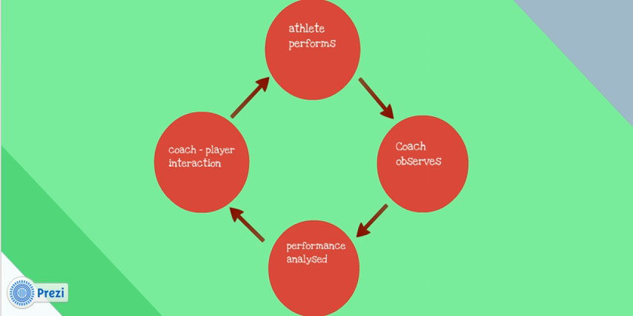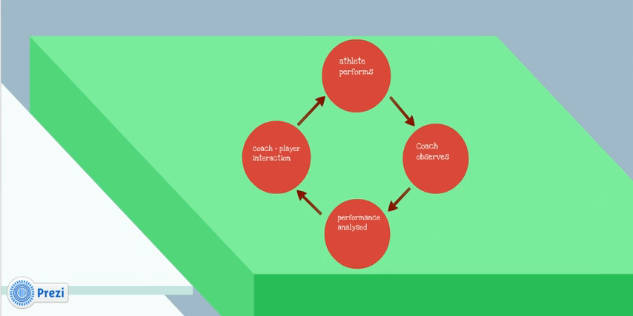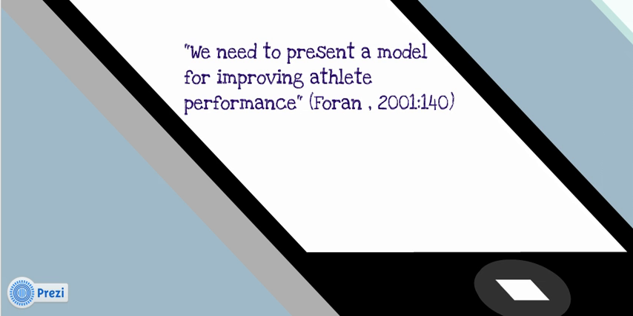Basically what it shows is the correlation of all four phases and how the athlete performs and how this all here can interact with each other to improve performance, by team and player. This is a quote by Forum.